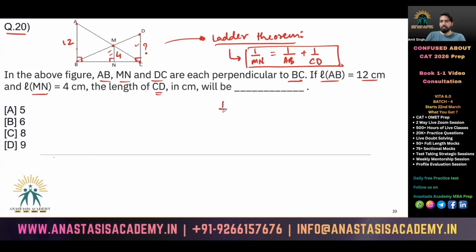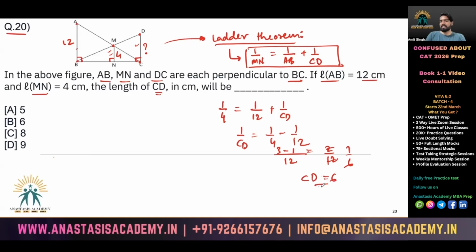1 upon MN would be 1 upon 4. AB is given as 12. I need to find the length of CD. So 1 upon CD would be equal to 1 upon 4 minus 1 upon 12. Taking LCM 12, this is 3 minus 1, so it becomes 2 upon 12, which is 1 by 6. So I get the value of CD as 6. So the correct answer for this question is option B.